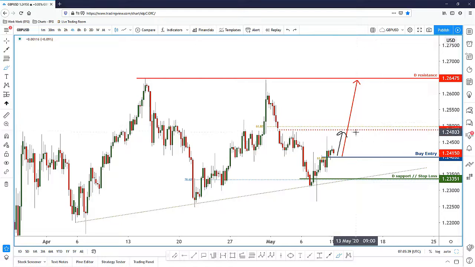All right, so this is what I have for the trade of the day. We are actually bullish on the pound dollar. Okay, so I'll put it here.